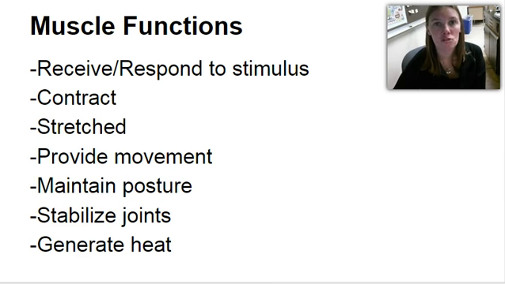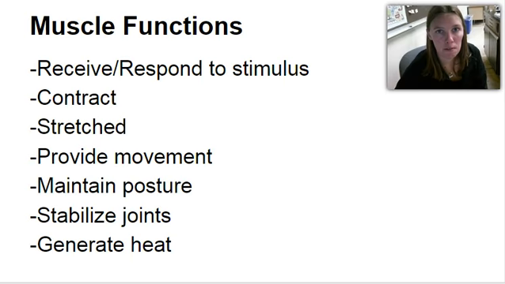And even stabilizing joints. I know for myself, when I was running a lot, my knee joint would be really weak until I built up my quad muscles to make sure that that joint was stabilized. Otherwise, before that, my knee was not real stable. And it can also help generate heat.